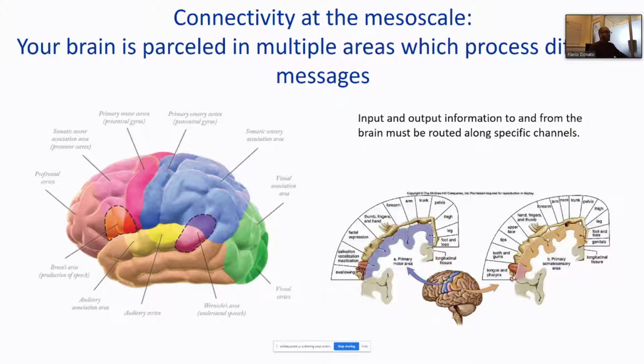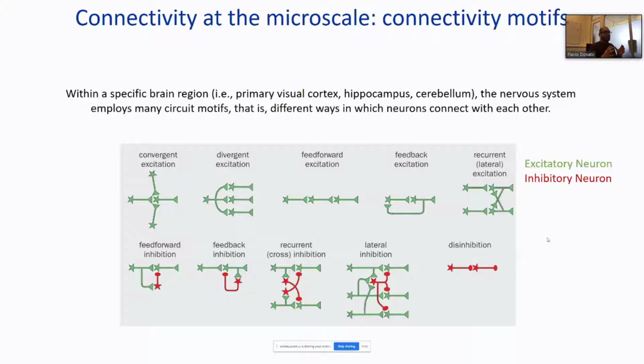If we go at the micro scale instead, that is locally within one individual area of the brain, that can be the hippocampus, it can be the primary visual cortex, it can be the cerebellum, the nervous system employs specific ways in which neurons are connected to each other. We call these specific ways connectivity motifs. This is a way of approaching the brain that in systems neuroscience we started to adopt in the last years, in which we are able to dissect the function of individual cell types and the contribution that individual cell types give to the way in which neurons communicate with each other.